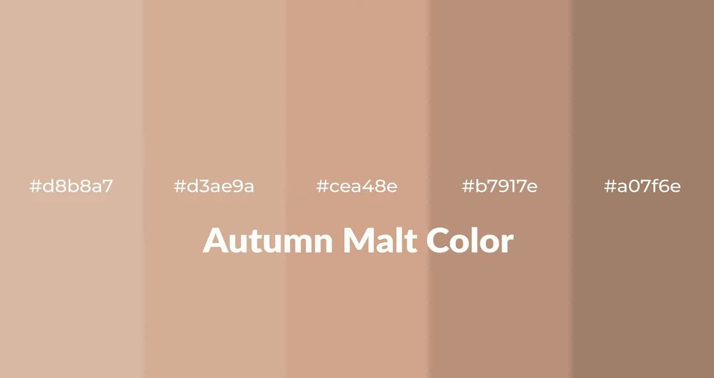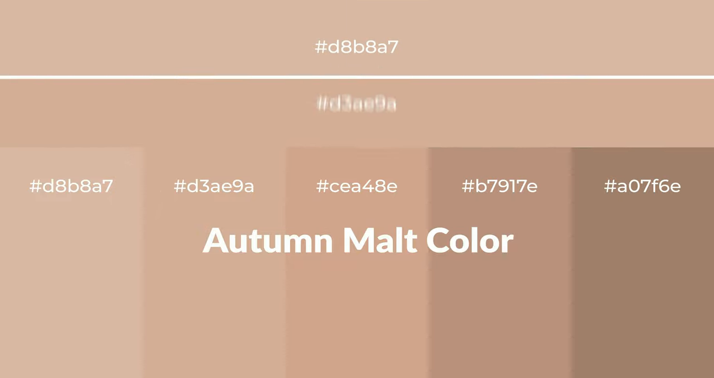Warm shades of autumn malt. Color with red hue. For your next project, to generate tints of a color, we add white to the color. And tints create light and exquisite emotions. To generate shades of a color, we add black to the color, and it is used in patterns.